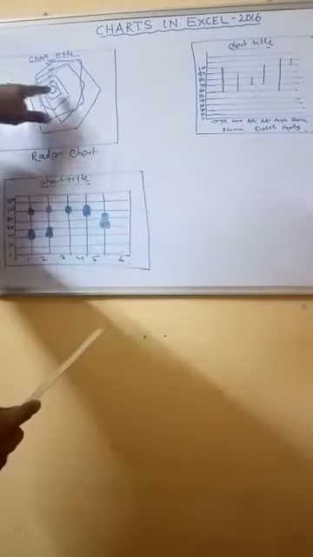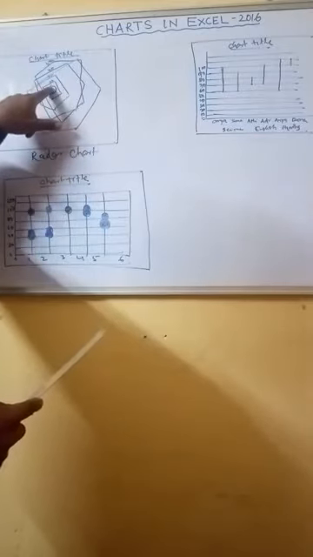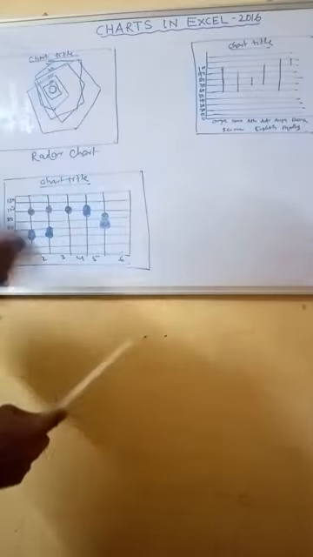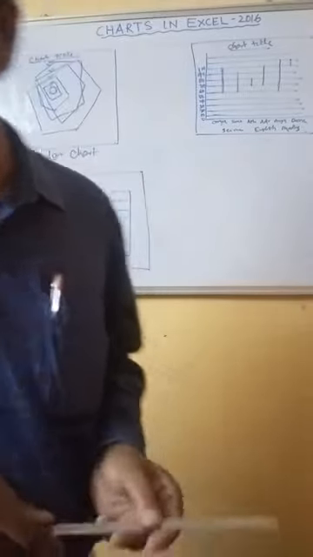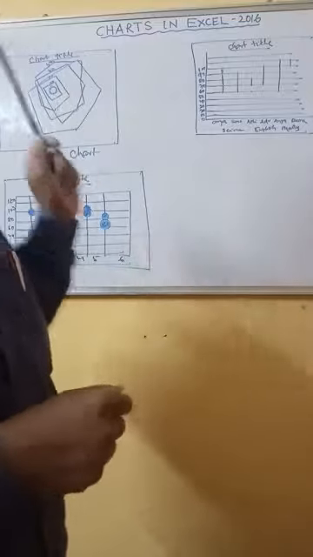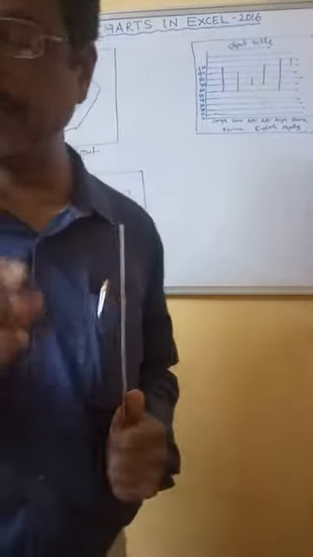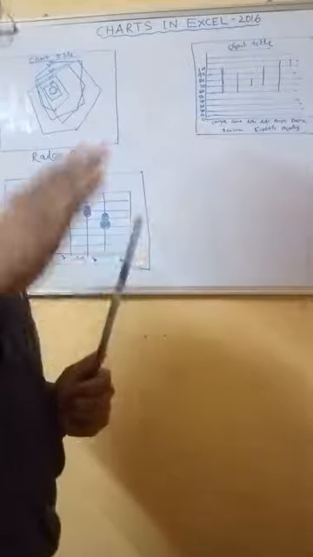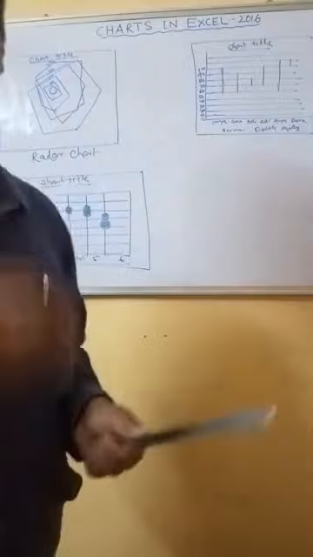So the 0 point in other charts is at this corner, but here the 0 point is in the middle. There are 0, 20, then 40, then 60, and it moves like this. Each variable is provided with an axis that starts from the center. It is mostly useful for comparing data that is not depending on time. When the data value is not depending upon time, that time we use this radar chart. Very rarely.